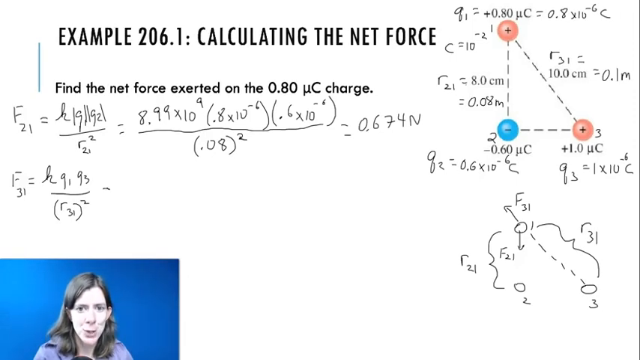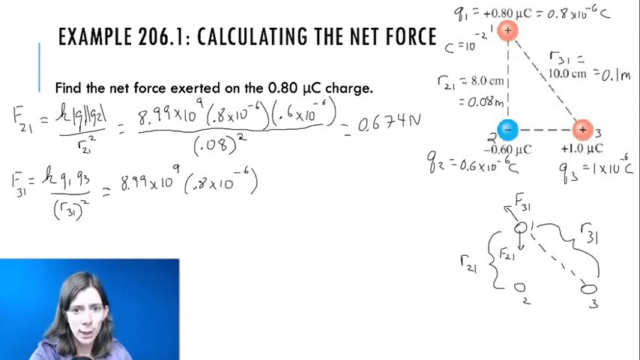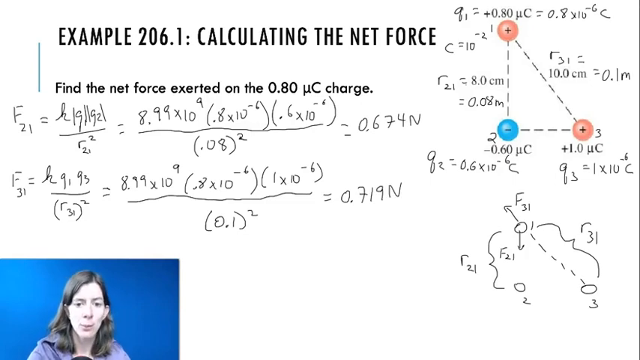And then we're going to go ahead and plug in all of the values. 8.99 times 10 to the 9 for Coulomb constant. 0.8 times 10 to the negative 6 for Q1. And then 1 times 10 to the negative 6 for Q3. And then the distance was 0.1, so we're going to make sure to square that value. And that's going to give us 0.719 newtons. Okay, so this was step number 3. Let's take a look at the next step.